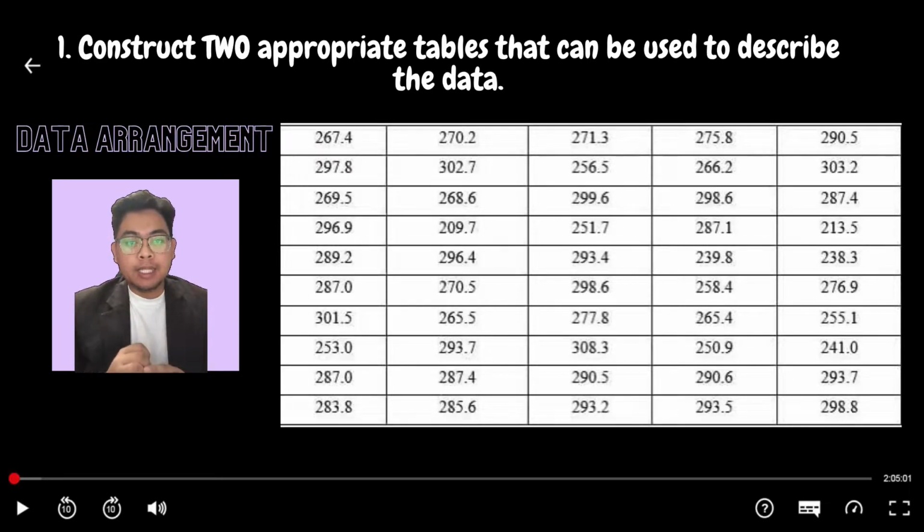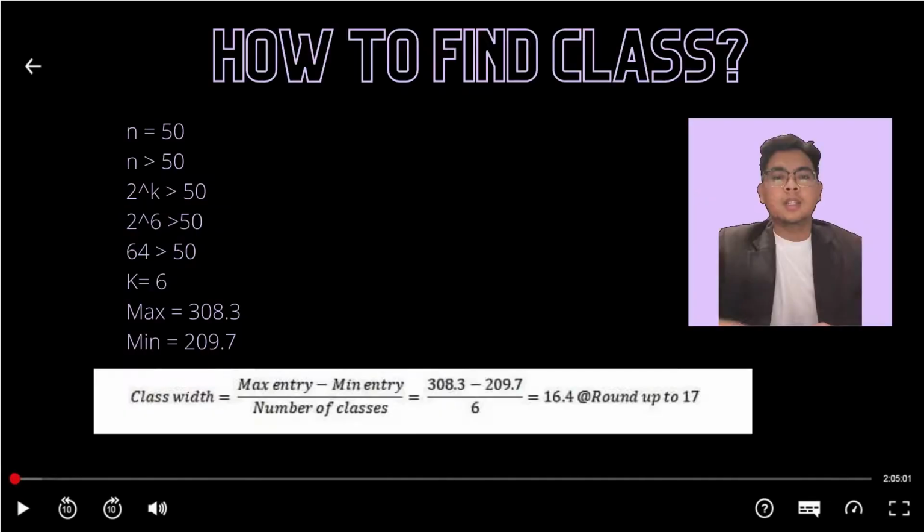In the appendix, I took 50 random samples to describe the data. So n equals 50, which means n should be greater than 50. So 2 to the power of k is greater than 50, which is the formula. After we try a few numbers, the number of classes for this dataset is 6, which makes 2^k greater than 50.